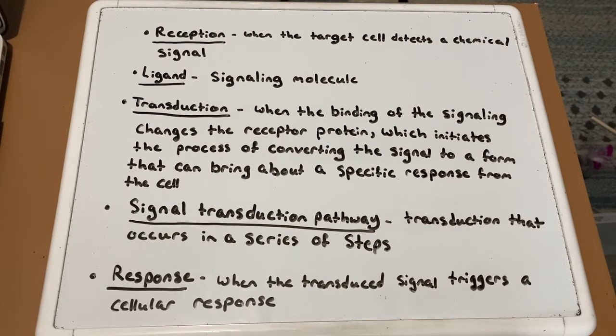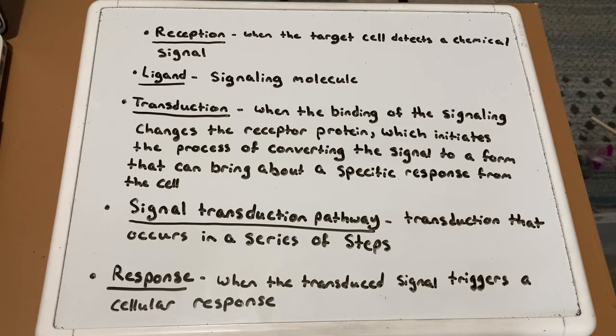After this we have transduction, which is when the binding of the signaling molecule changes the receptor protein. For example, it can change the shape of the protein, and this initiates the process of converting the signal to a form that can bring about a specific response from the cell. Sometimes this process can occur in one step, but more often than not, it occurs in a series of steps, known as a signal transduction pathway.